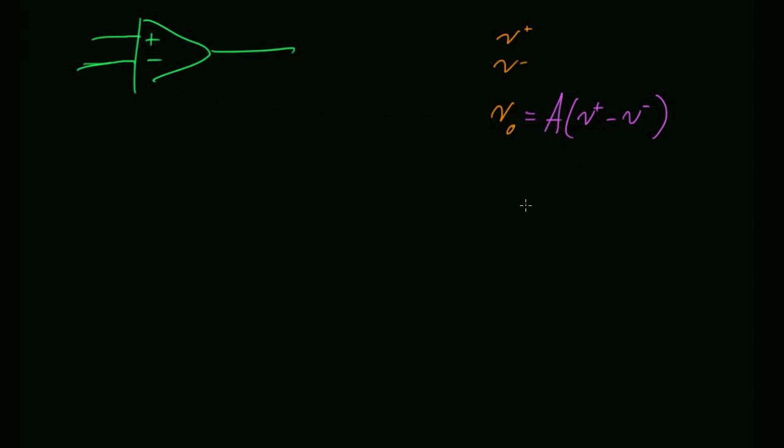Fair enough? Now, this formula is always true. However, we never use it, because it's impossible to use an op amp in what's called an open loop configuration. Right? If an op amp is open loop, there's no connection between the input and the output. It's very, very hard to use an op amp in an open loop configuration, to the point of being impossible. So instead, we use a trick.